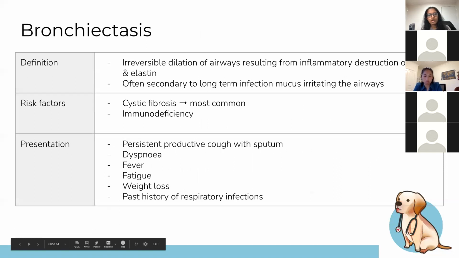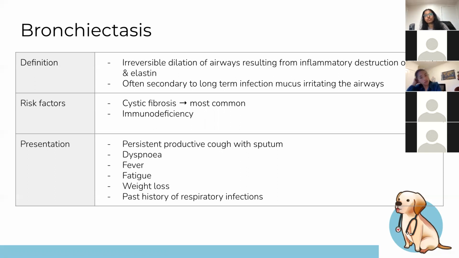Let's keep going. The next thing that we're going to move on to is bronchiectasis. Bronchiectasis is just the irreversible dilation of airways, and it's mainly due to inflammatory destruction of those airways. It results in impaired mucus clearance and infected mucus lining. This will eventually affect the medium-sized airways the most, and results in the destruction of both the muscles and the elastin in these airways.